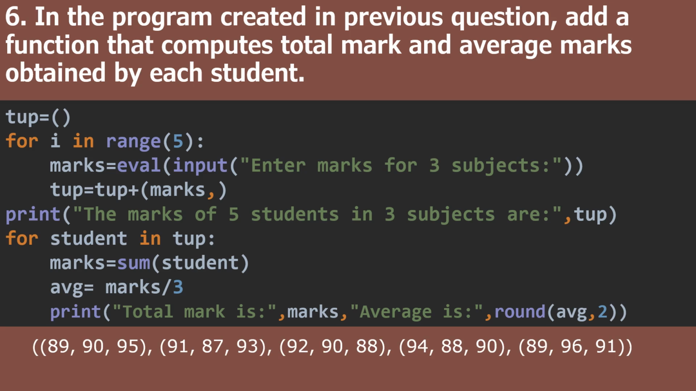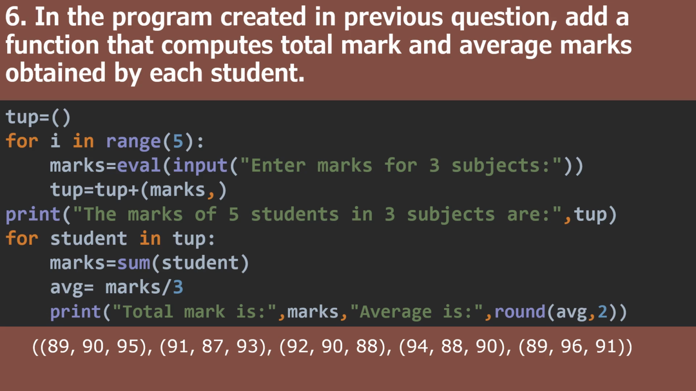Let's say the entered values are like this. You can see the bottom of the page. Now we have to find out the average mark of each student in all these 3 subjects. So we have to take a for loop which will iterate through each of the items of this tuple. There are 5 items in the tuple and each item is again another tuple.